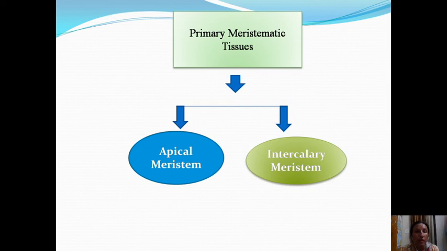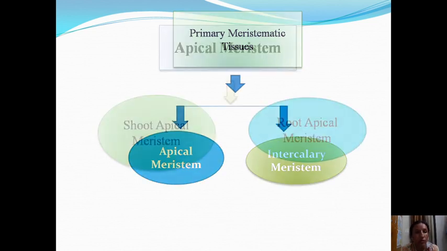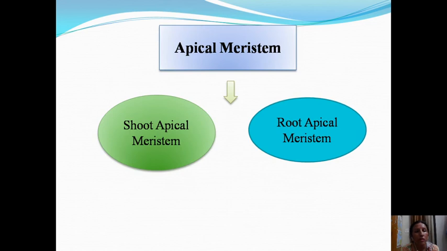Intercalary meristem is the leftover part of the apical meristem, which is separated from the apical meristem by the presence of permanent tissue. Apical meristem is of two types, because in plants there are two types of apex, shoot apex, which is present upward, and root apex, which is present under the soil.